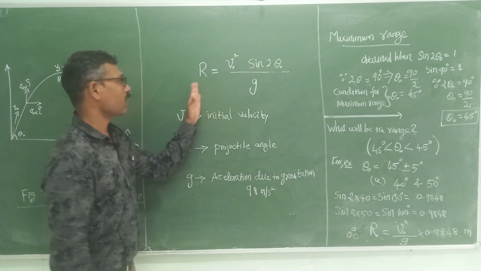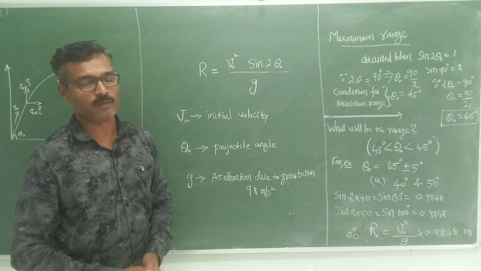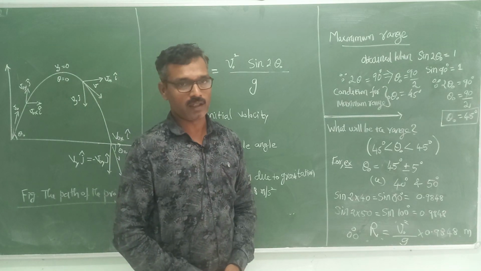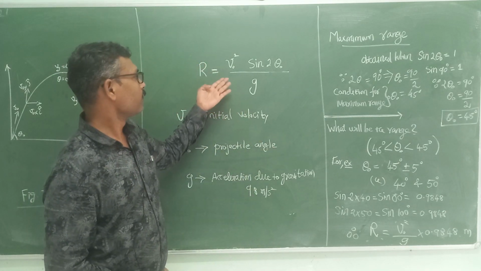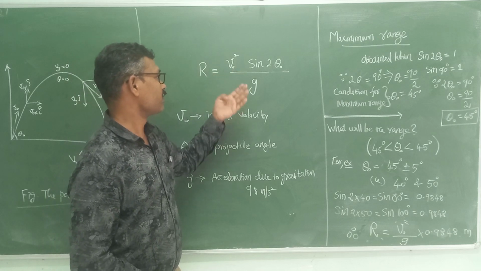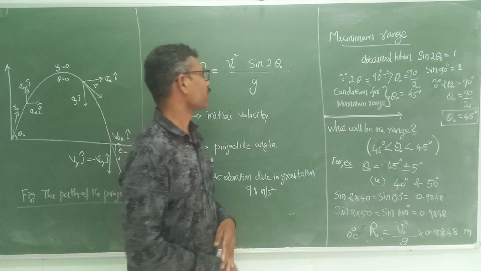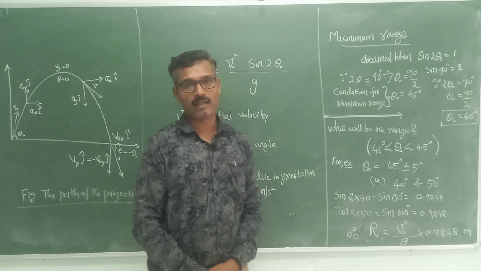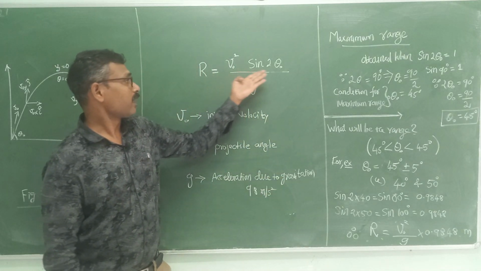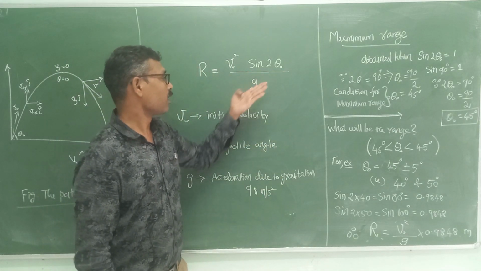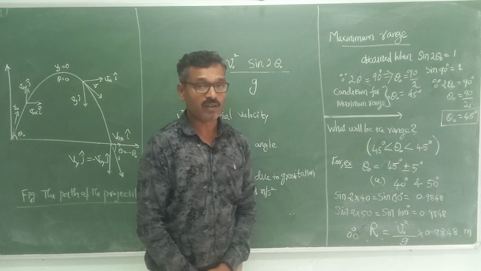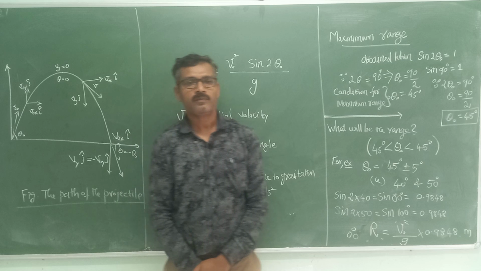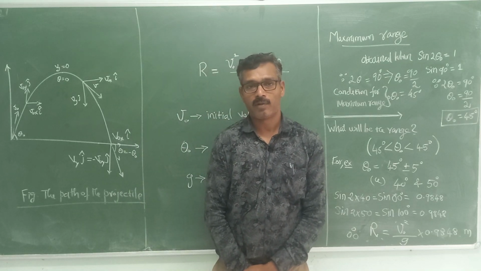So this equation r is the range of a projectile object, and it can be easily calculated by substituting. It is nothing but v naught square times sine 2 theta naught over g. This is the equation to find out the range of the projectile motion.